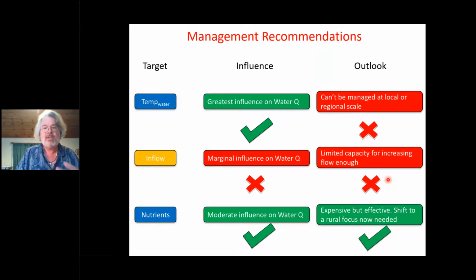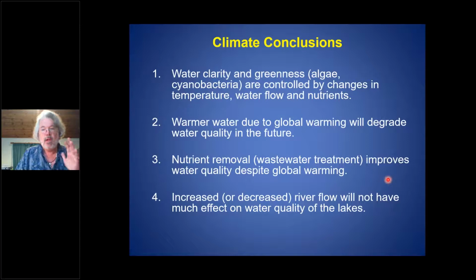So for climate, we see that clarity and greenness is controlled by temperature, water flow, and nutrients, but warm water is going to make it worse. Nutrient removal or wastewater treatment makes it better, and that includes farms and septic fields and that. And the river flow is not that big a deal.